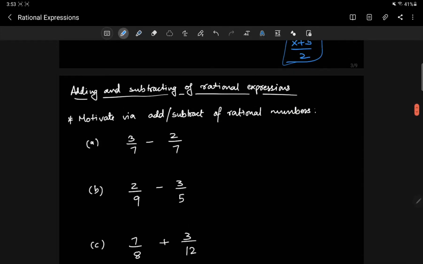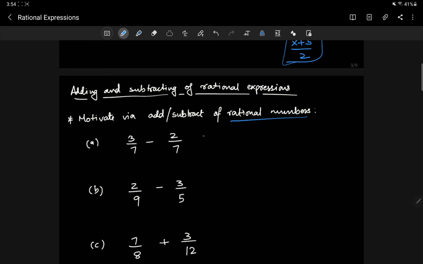Hi everyone. As mentioned earlier, in this video we are going to look at addition and subtraction of rational expressions. And as before, when we defined rational expressions and functions, we're going to take an inspiration or motivation from rational numbers or fractions. So how do you subtract or add fractions? There are three possible scenarios.